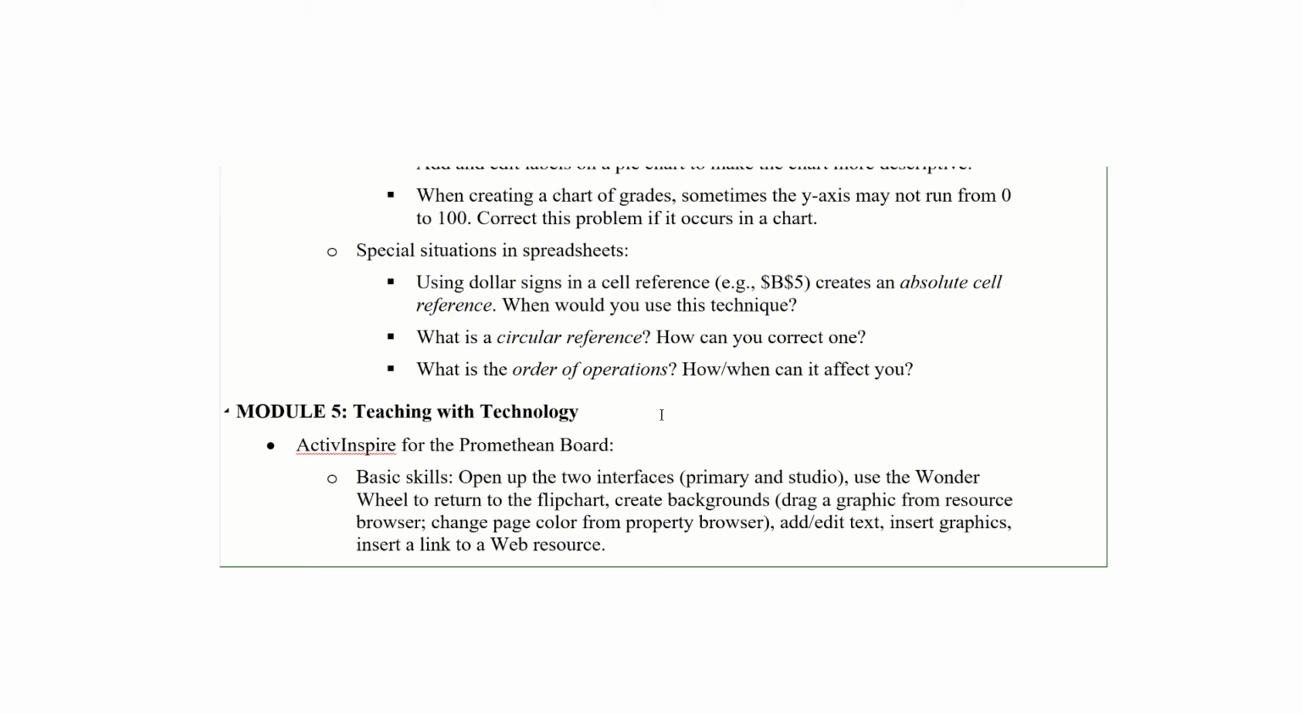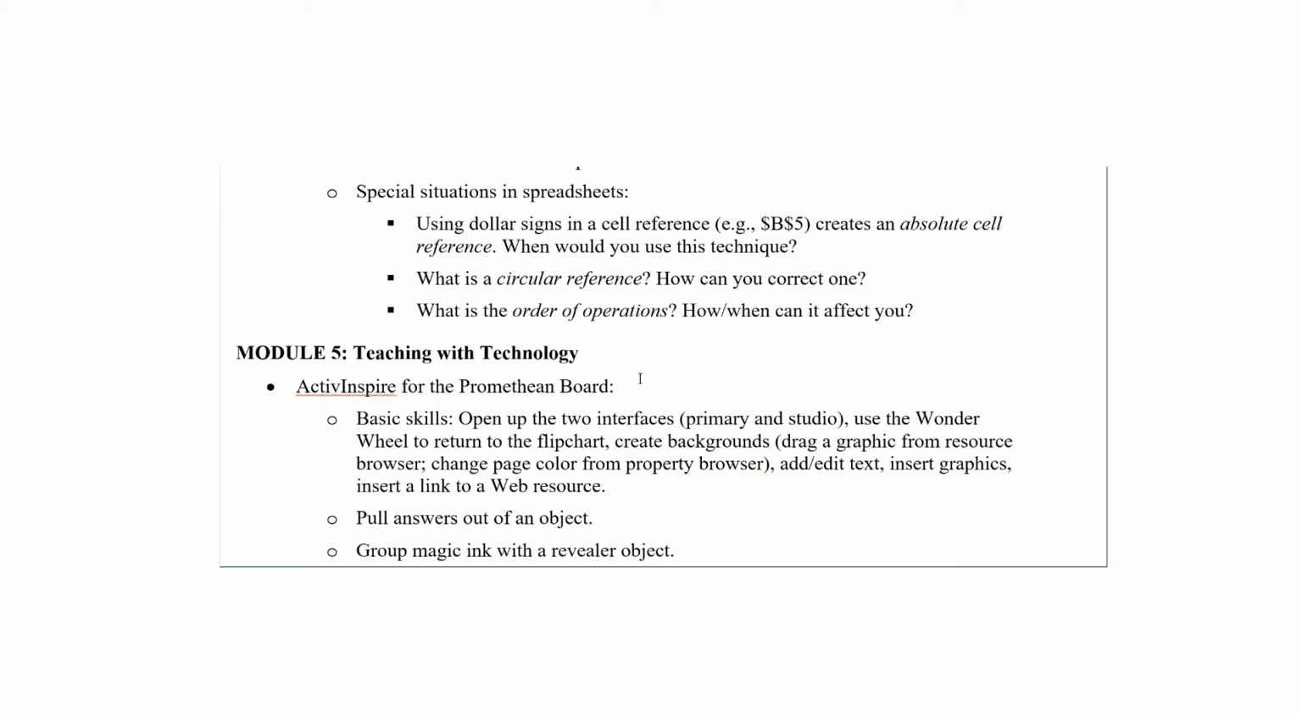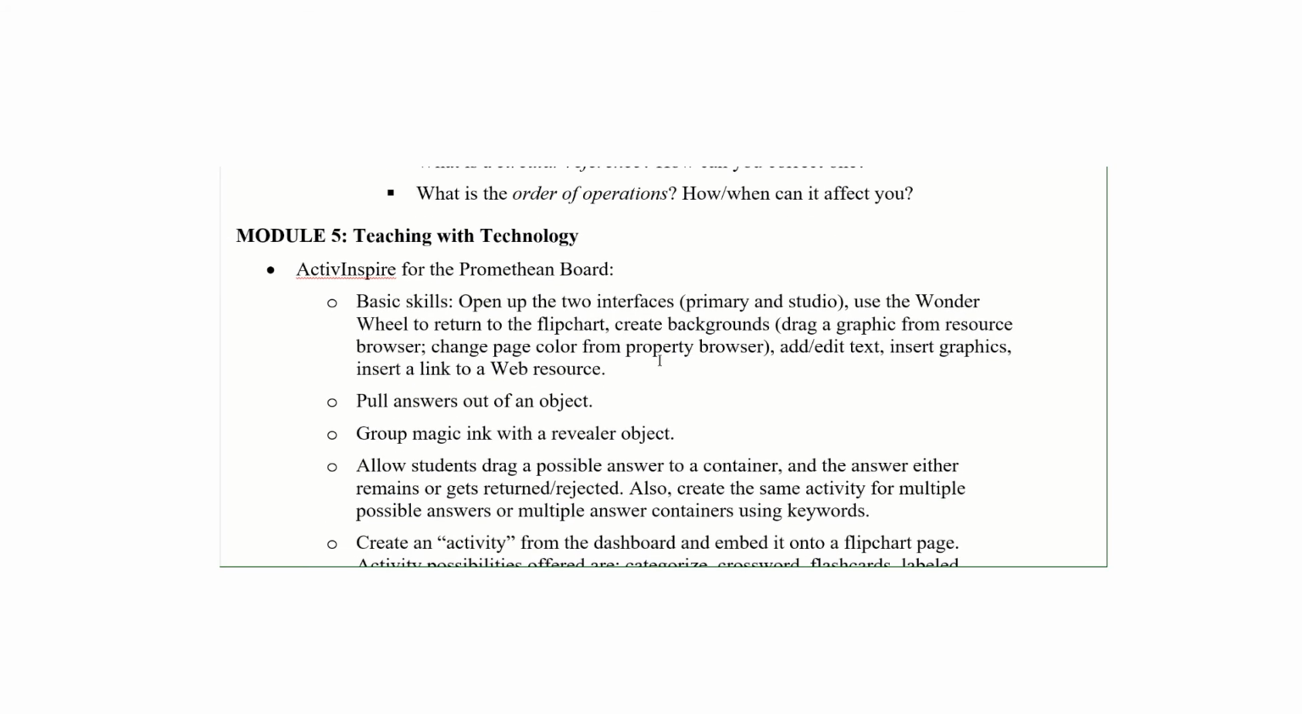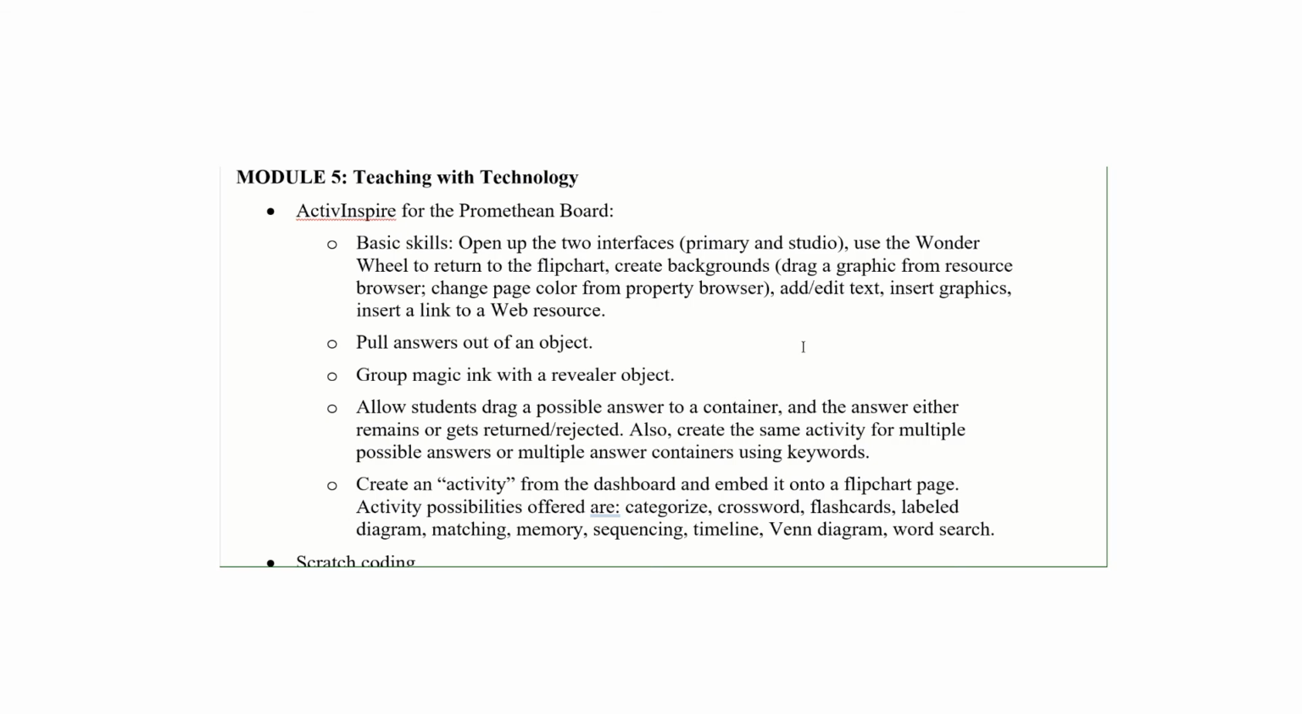We looked at using the dollar signs to create an absolute cell reference. We don't get to use that very often, but we pointed that out. We also pointed out the circular reference error. It doesn't happen a lot, but if you encounter that, you know how to correct it. And we looked at the order of operations, which is if you were trying to do a grade book and you're trying to find an average, you have to use parentheses in order to respect the order of operations.